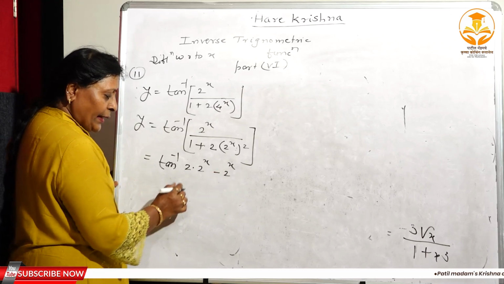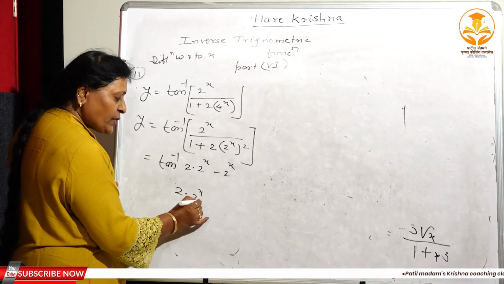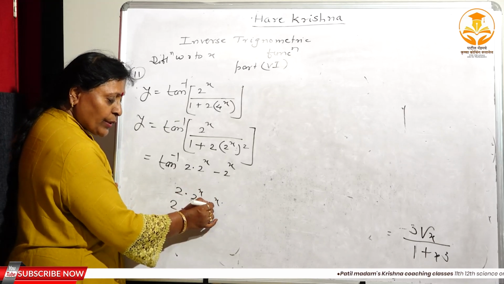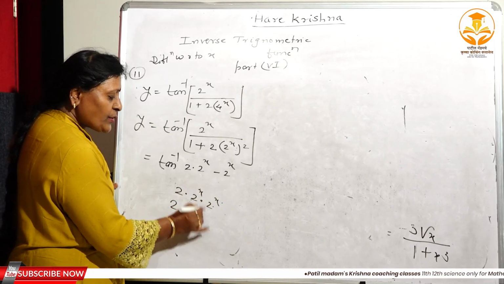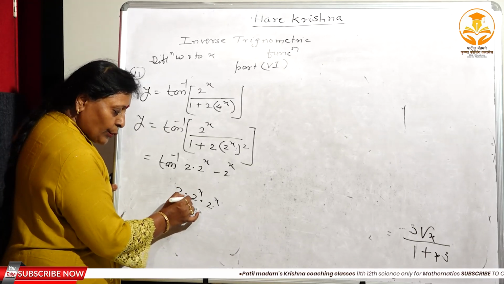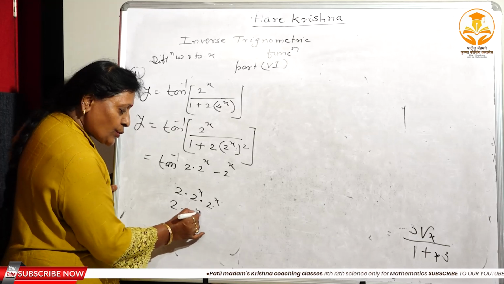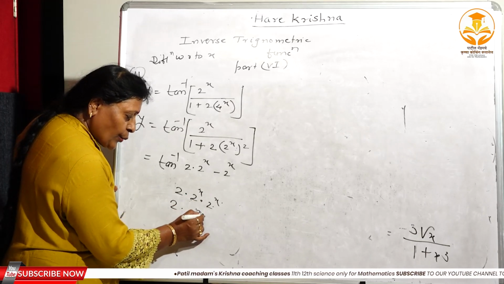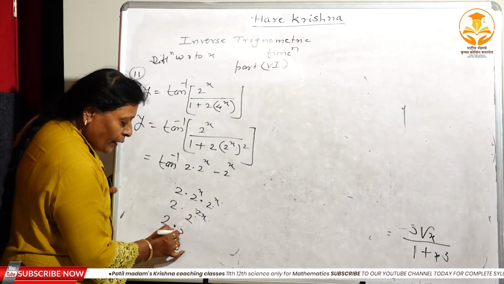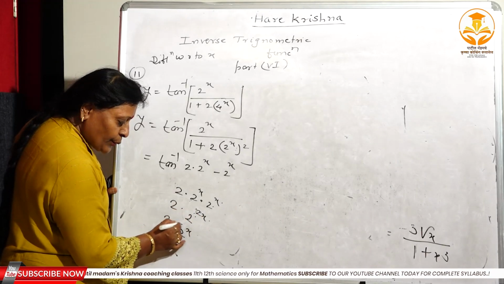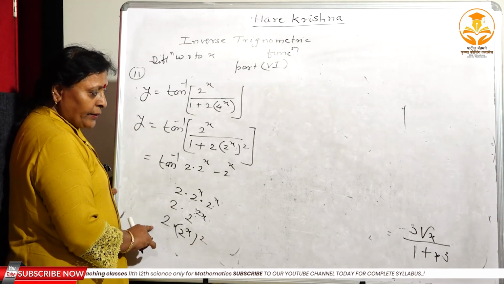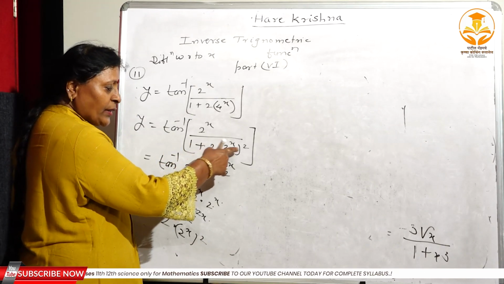Their multiplication is nothing but 2 into 2 raised to x into 2 raised to x, that is equal to 4 raised to x, isn't it? 2 raised to x, 2 raised to x means 2 raised to x plus x, 2x, and you can write this as 2 raised to x whole square. Here such an adjustment is there, that is 2 into 2 raised to x whole square.